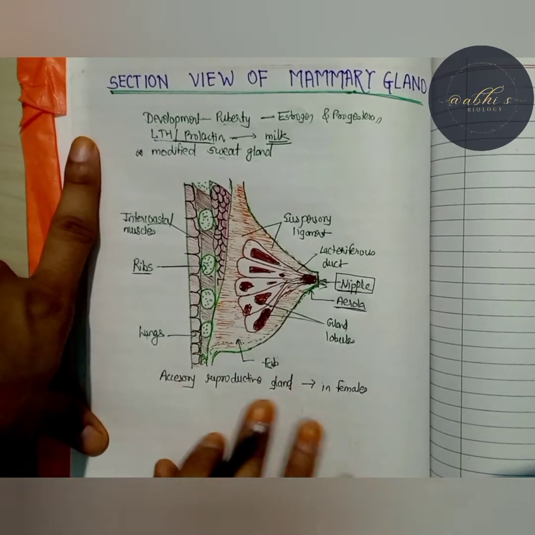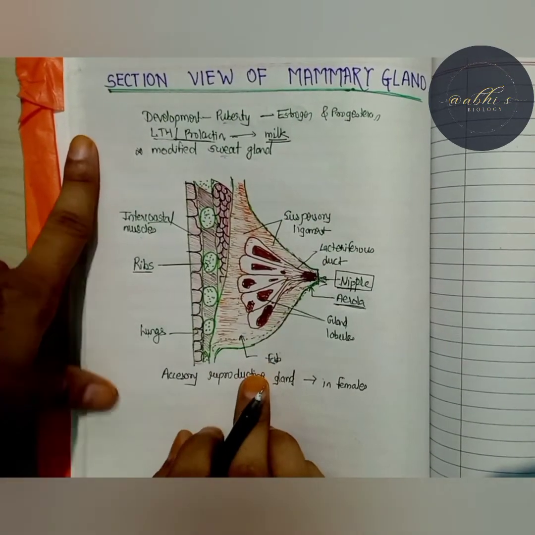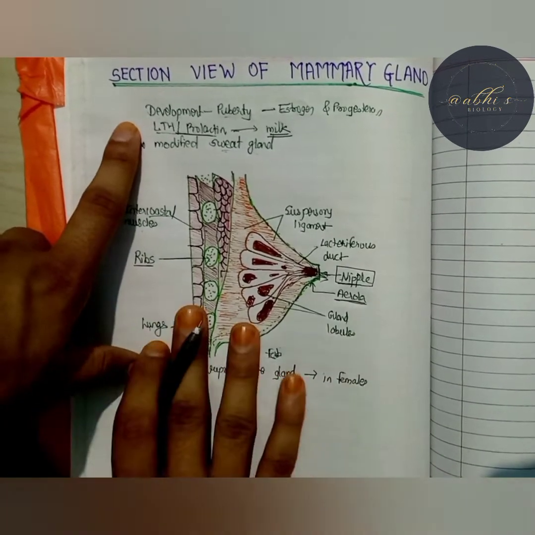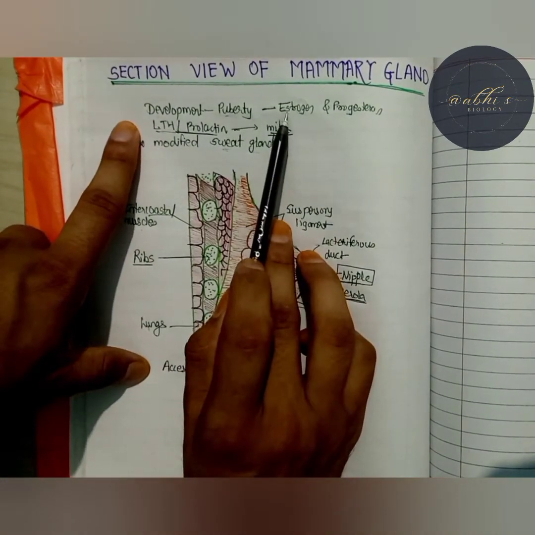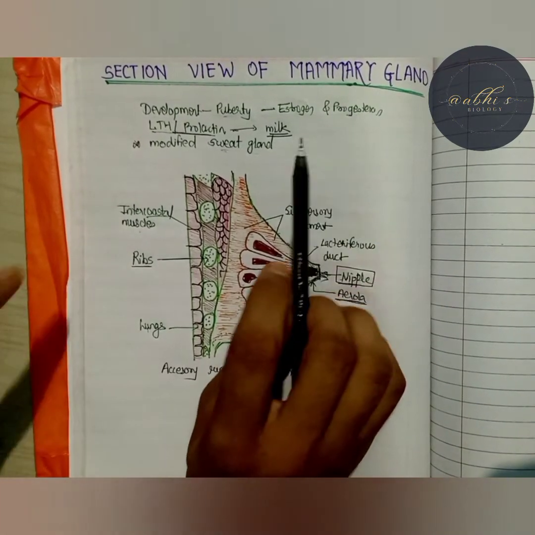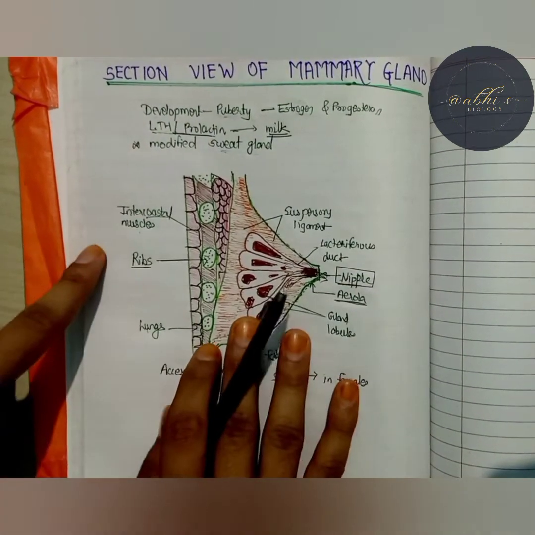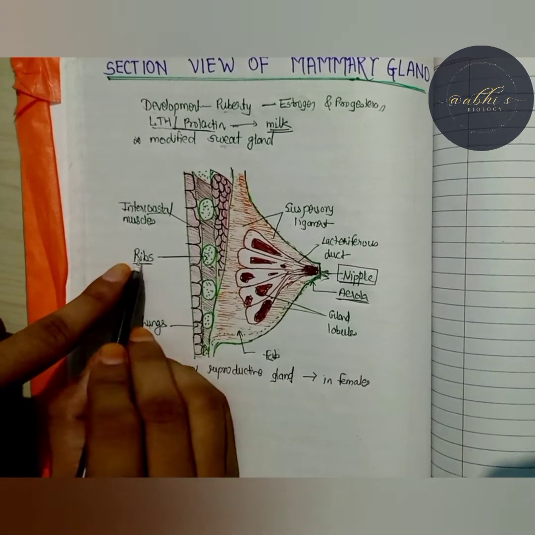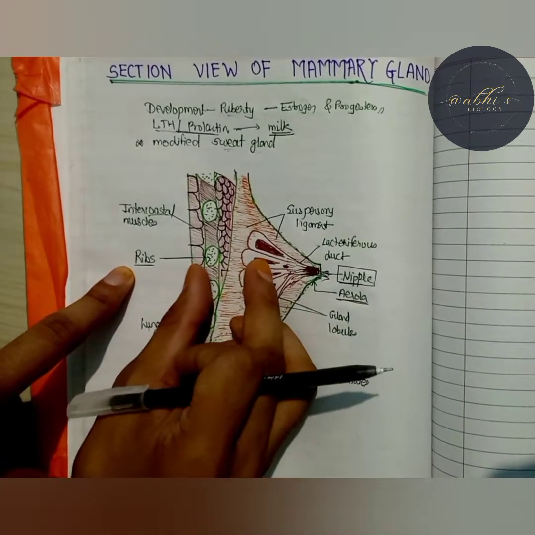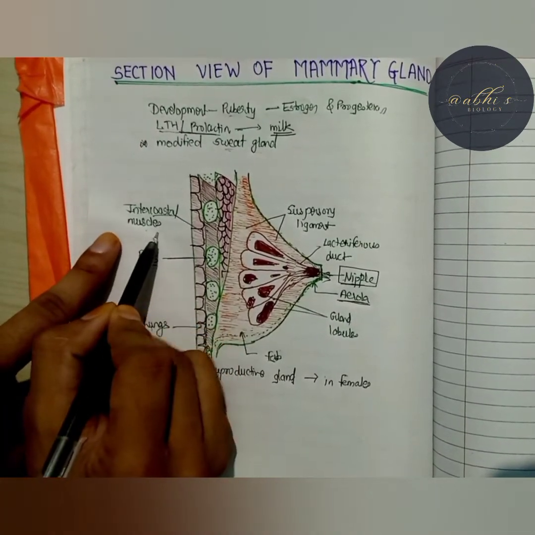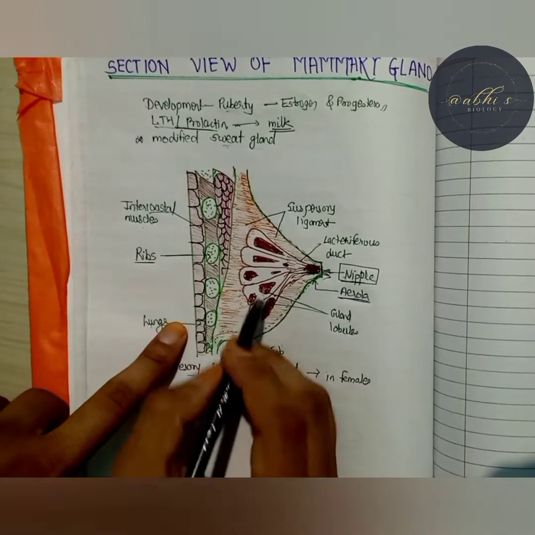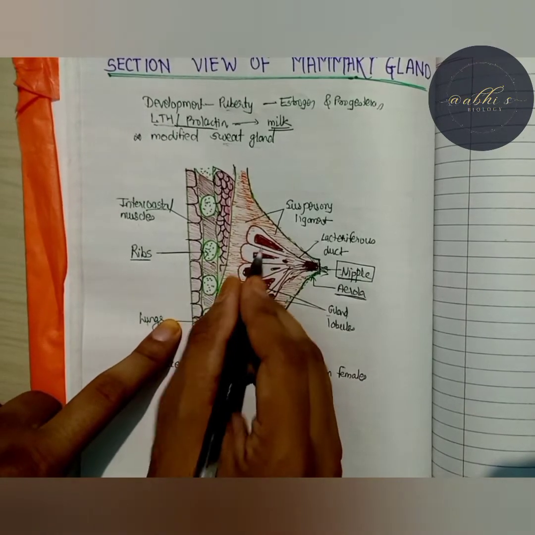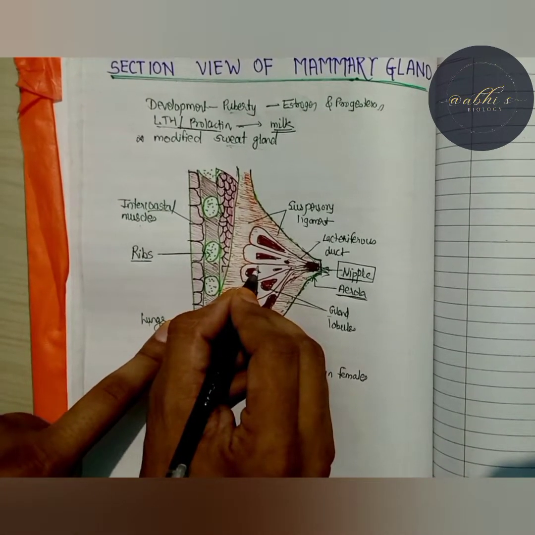Let's quickly summarize the sectional view of the mammary gland. First of all, it is an accessory reproductive gland in females, which develops during puberty under the influence of estrogen and progesterone. It is present in the chest region, near the ribs, covering our lungs. The ribs and the mammary gland are held together by intercostal muscles. In the section it has various ducts, and in the ducts we have gland lobules, where the milk is produced.